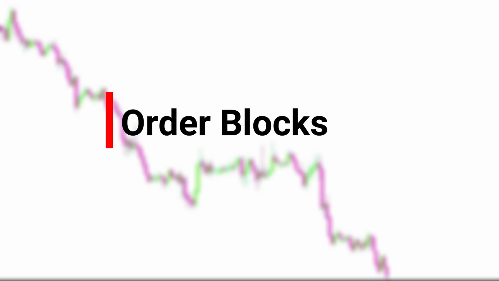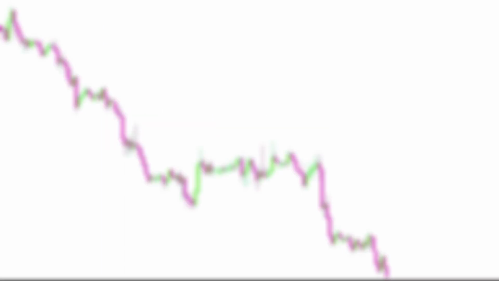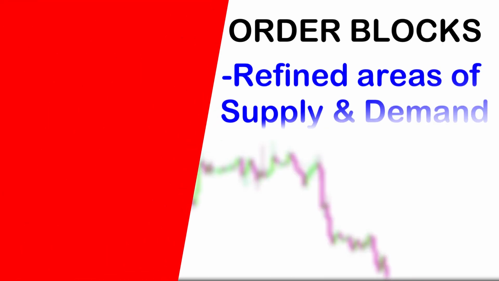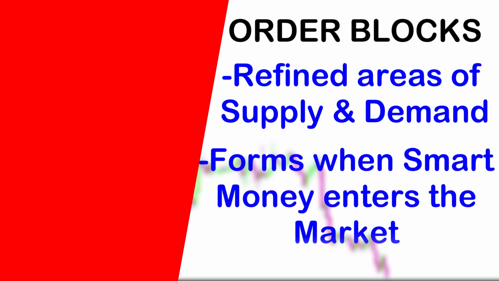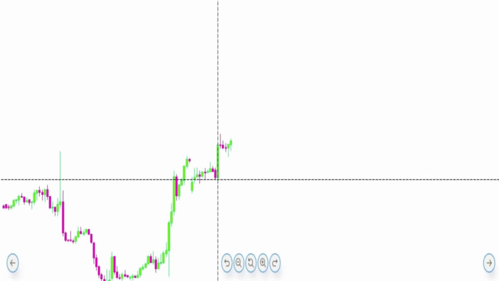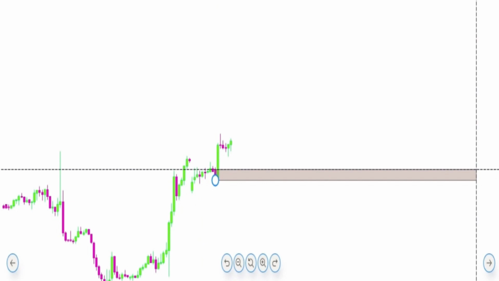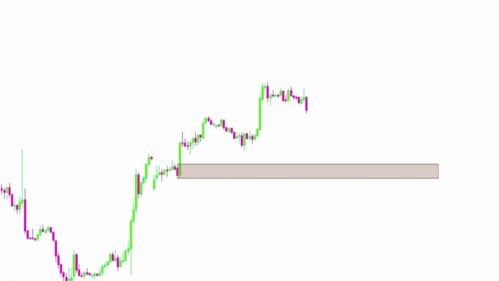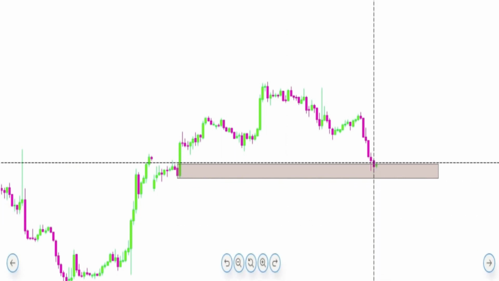The third concept is order blocks. The order blocks are the refined areas of demand and supply. The order blocks form when the central banks and big financial institutions accumulate orders in large quantities. The smart money forms the order blocks in order to fulfill their unfulfilled orders in the market. The smart money manipulates the price and brings it back to the order block zone in order to take entries or exit from the market.